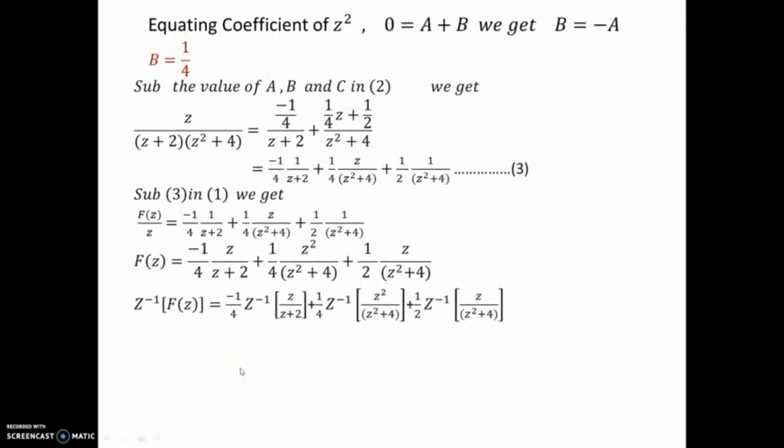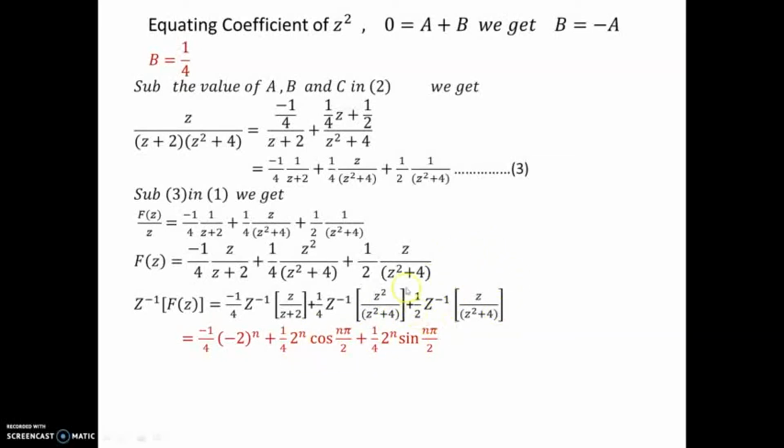Therefore, to apply the inverse z transform of elementary function formula, we get minus 1 by 4, which is the z inverse of z by z minus a formula. Here a equal to minus 2. We get minus 2 the whole power n. Already we know that the inverse z transform of z squared by z squared plus a squared is a power n cos n pi by 2. Here a is 2, we get 2 power n cos n pi by 2.